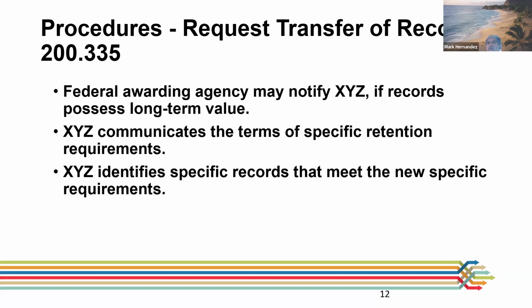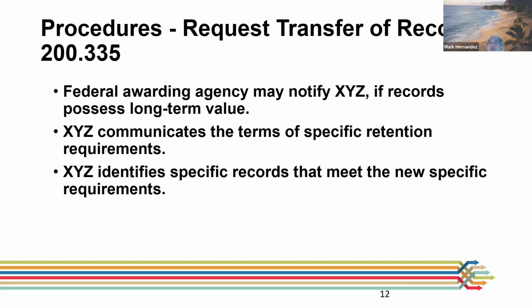One of the other things as a procedure is the request for a transfer of records. This primarily is because your funder deems that there's something valuable in there, and they want to keep those types of records for a long-term situation. It's not that often that it happens, but it's good to have a procedure on that.